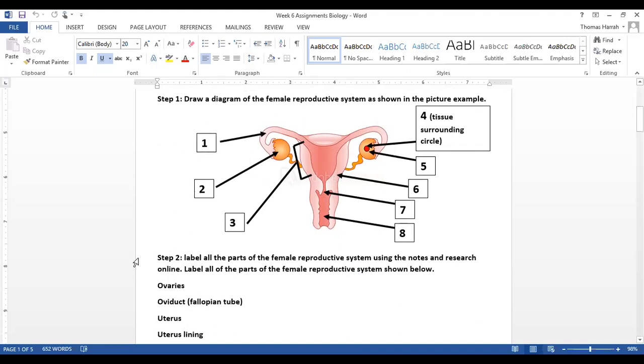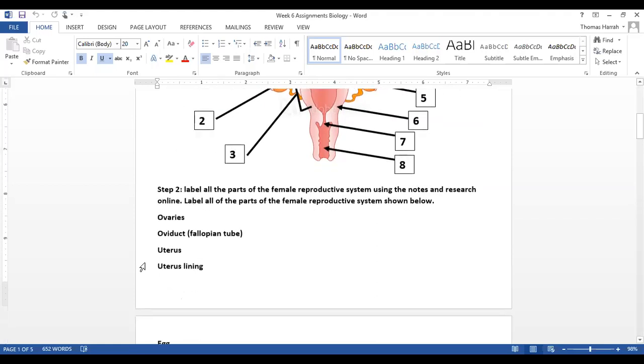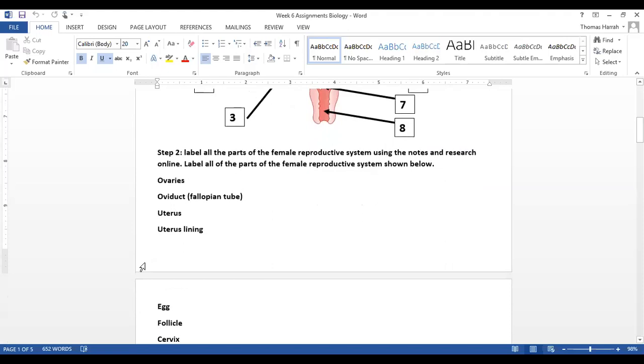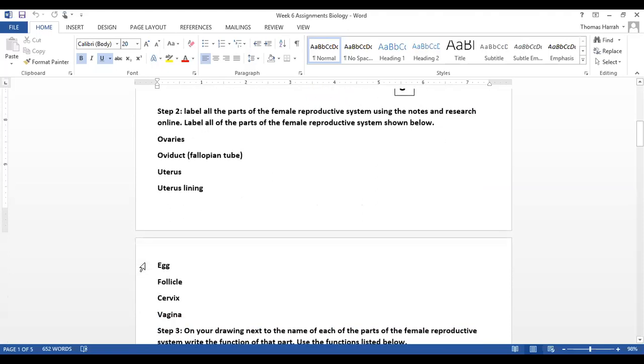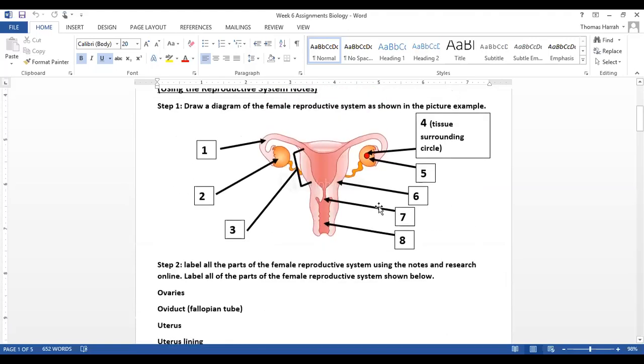You can watch toward the end of this video and just pause it and look at the parts. Label all of the parts of the female reproductive system shown below. So ovaries, oviduct, also called fallopian tube, uterus, uterus lining, egg, follicle, cervix, vagina. You need to label all of those on this chart here on your paper.